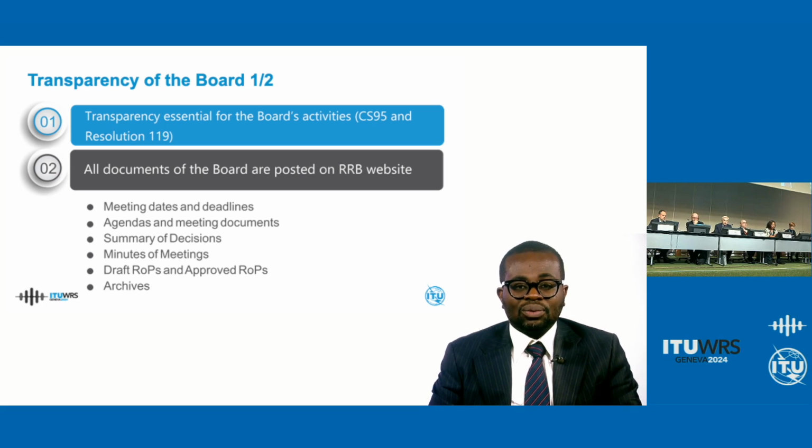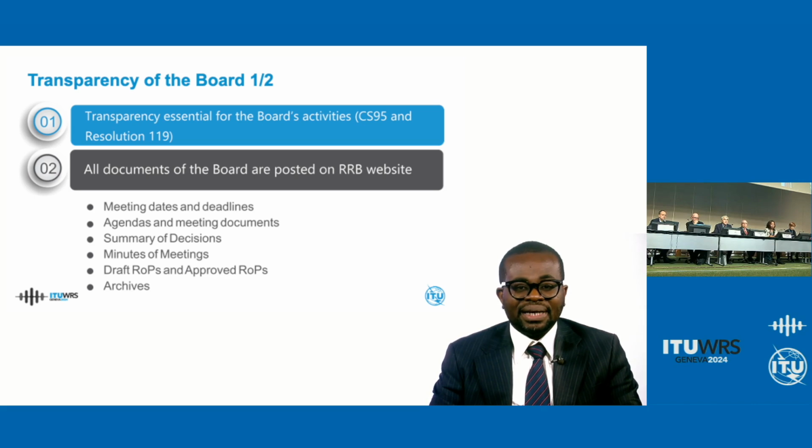PP Resolution 119 places obligations on the board to ensure it attains a higher degree of transparency in its decision-making processes. To this end, all documents of the board are posted on the RRB website. All that there is to know is available online.